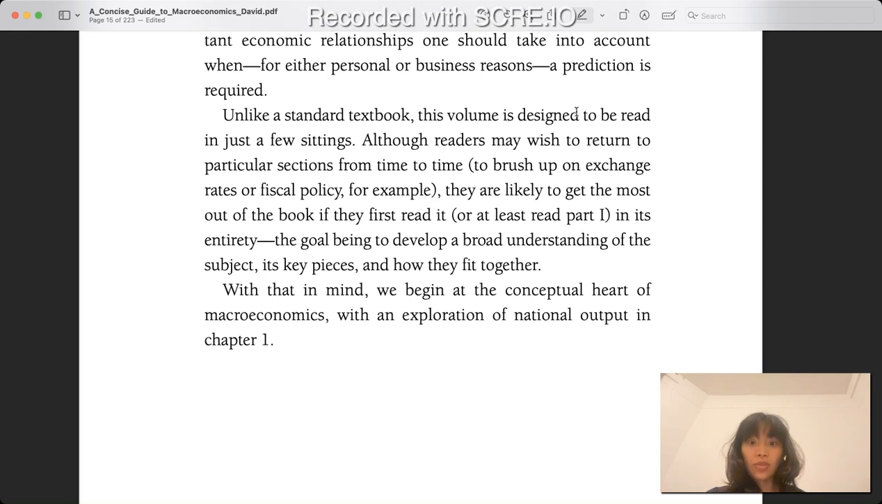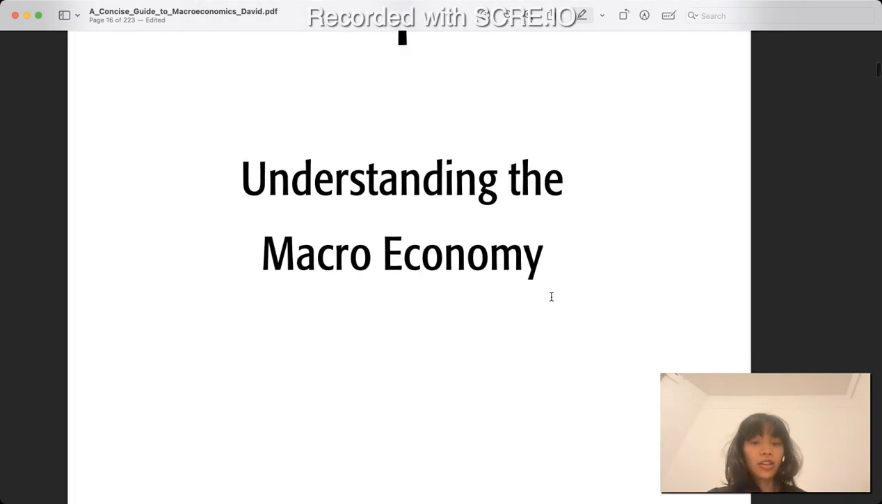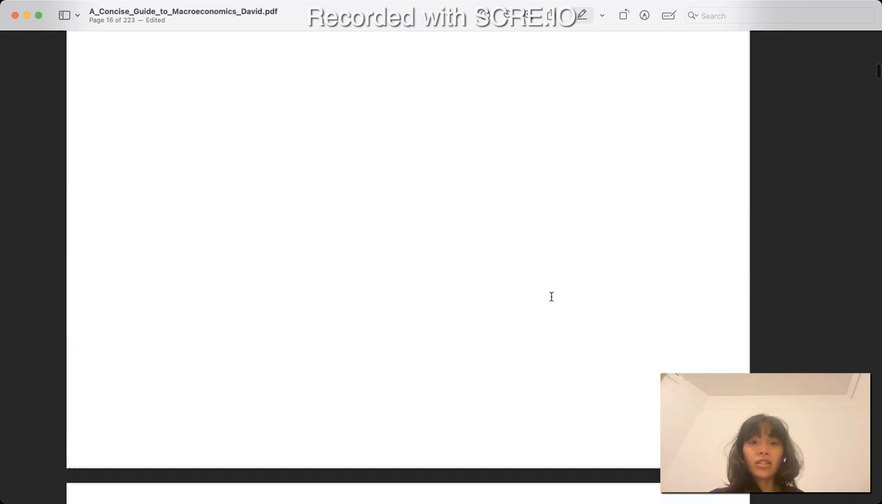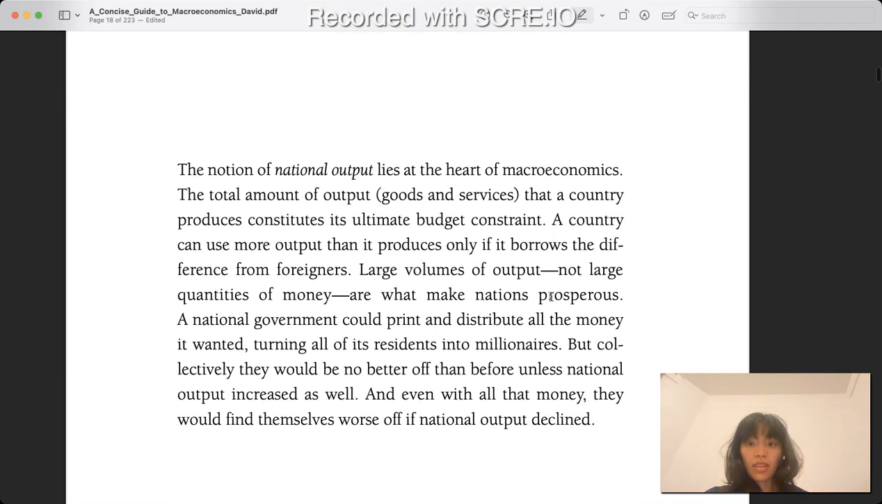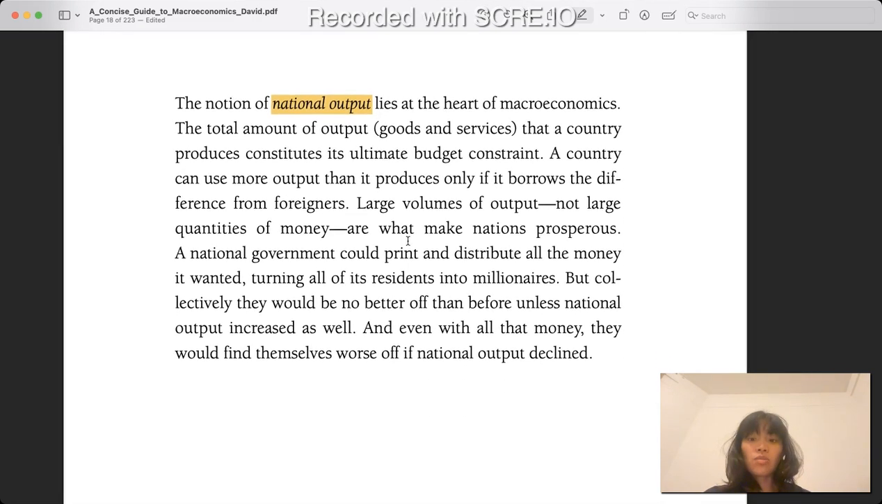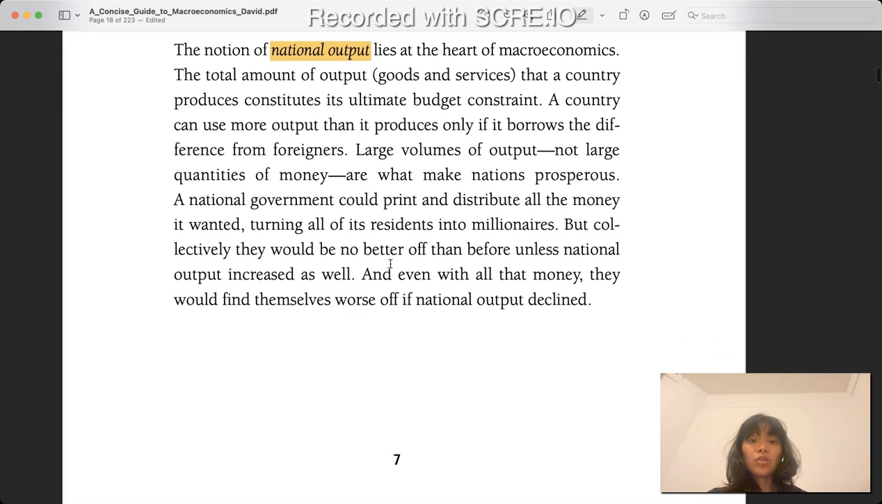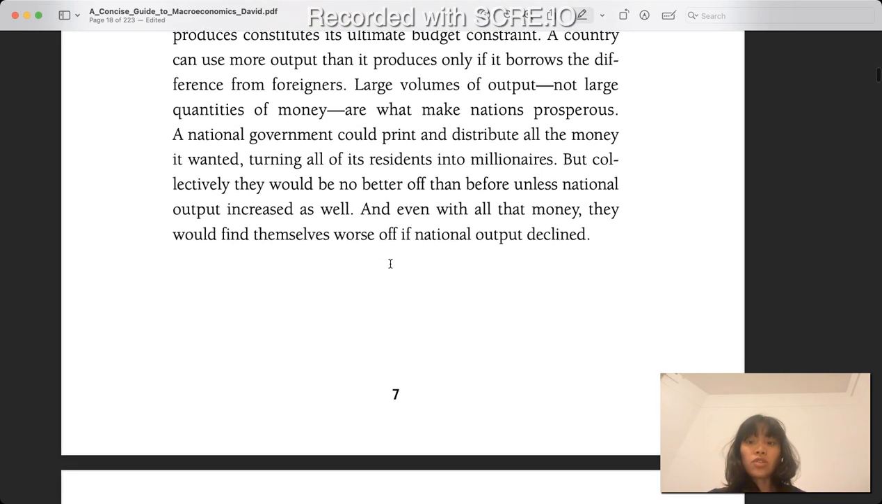Hopefully, it could be read in just a few sittings. Understanding the macroeconomy. The notion of national output lies at the heart of macroeconomics. The total amount of goods and services that a country produces constitutes its ultimate budget constraint. A country can use more output than it produces only if it borrows the difference from foreigners. Large volumes of output, not large quantities of money, are what make nations prosperous.